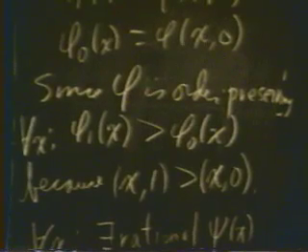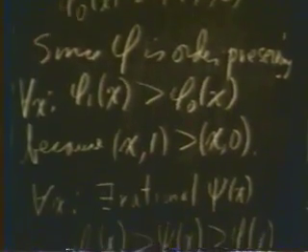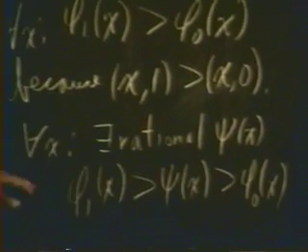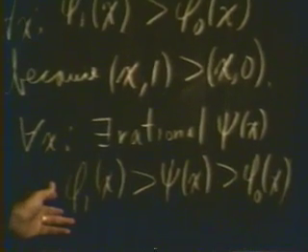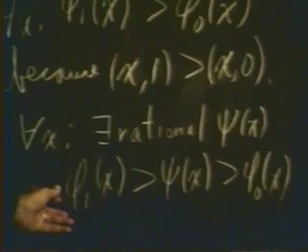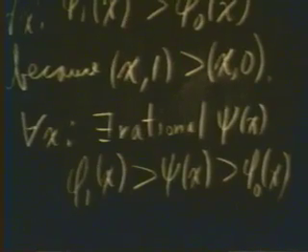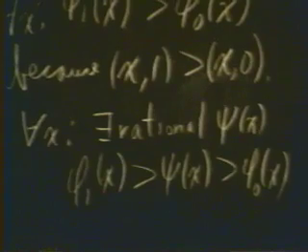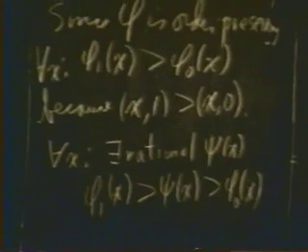Now, for every real number x, we also know immediately that there exists a rational number, let's call it psi of x, that lies in this open interval between phi 1 of x and phi 0 of x. Why? Because it's a familiar property of the real numbers that between any two distinct real numbers, there exists a rational number. So psi x is strictly between phi 1 of x and phi 0 of x. But such a phi defines an impossible mapping.